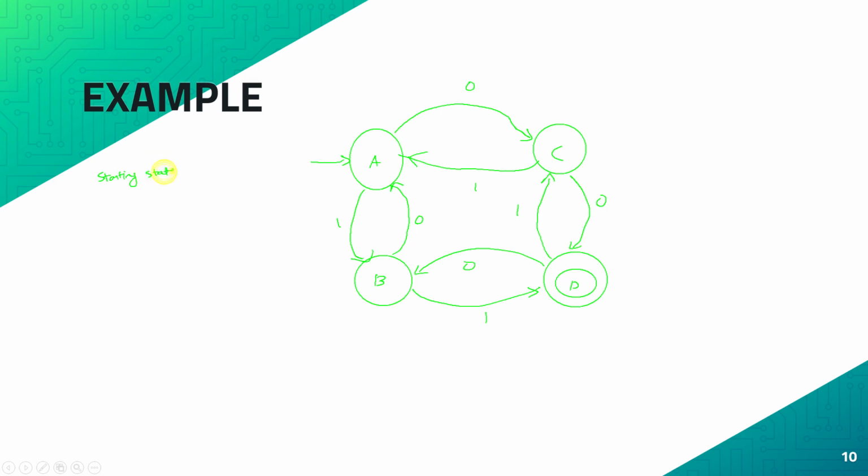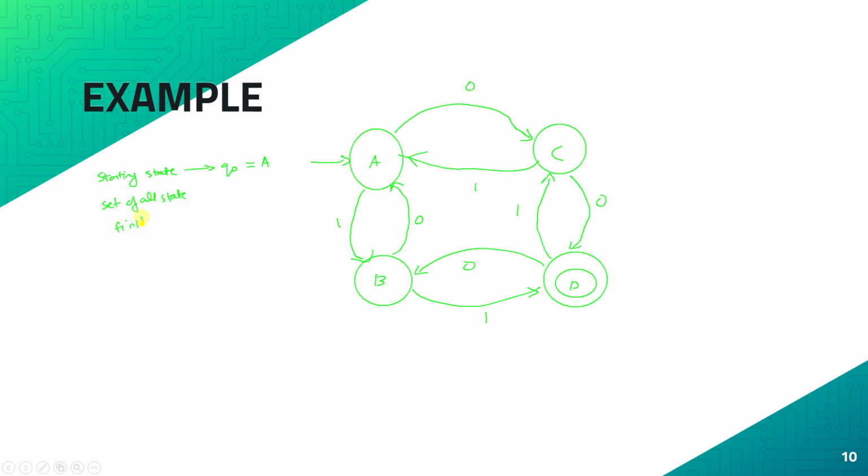Starting state we have got over here. We'll start with the basic thing. We have a starting state and we represent it using Q0. What is the starting state over here? A, correct?